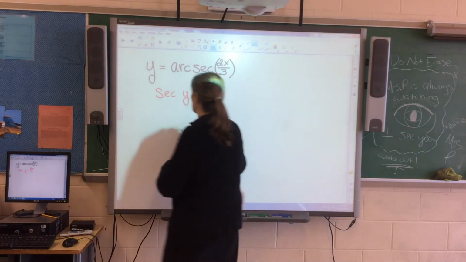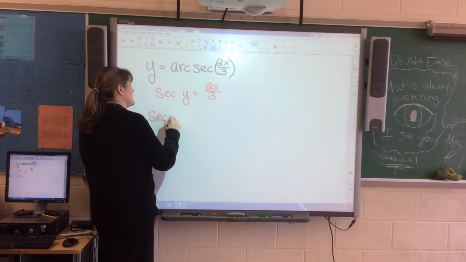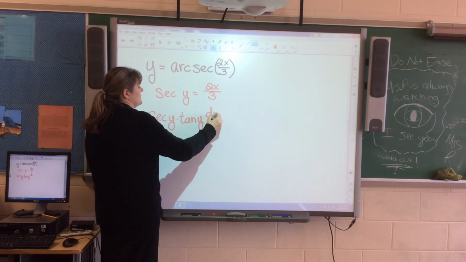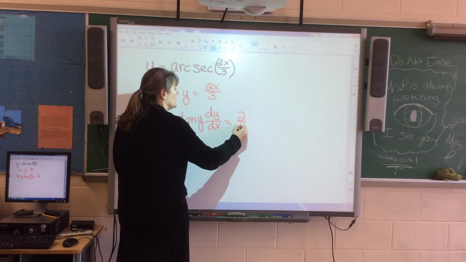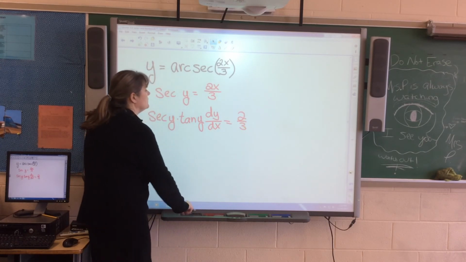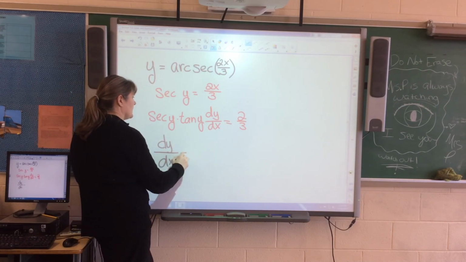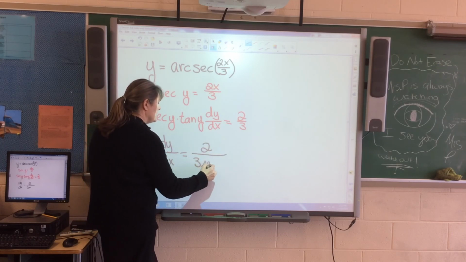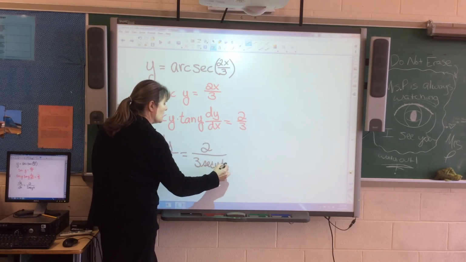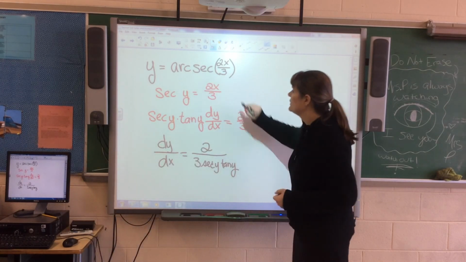So let's continue this way. The derivative of secant is secant tan dy dx. The derivative of 2/3 x is 2/3. We'll solve for dy dx. And that is equal to 2 divided by 3 secant y tan y. Okay. So now let's go to our triangle.